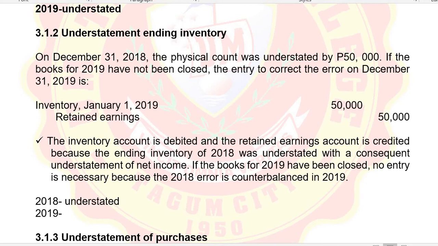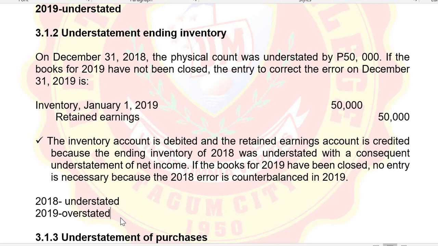So, nangyari, if the ending inventory for 2018 is understated, of course, the beginning inventory for 2019 is understated. So, pag understated yung beginning inventory mo, of course, your cost of goods sold is also understated. Okay? Pag understated yung beginning, understated yung cost of goods sold. So, if understated yung cost of goods sold mo, of course, your net income is overstated. Okay? Yan. So, yun nga, nag-counterbalance na yung error. Okay? So, nangyari, understated yung 2018, pero overstated naman yung 2019 of the same amount. Okay? So, nag-counterbalance na yung error.